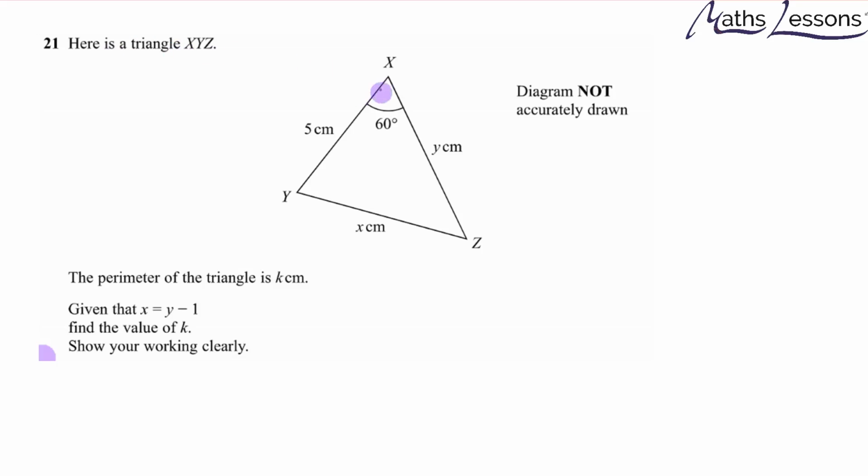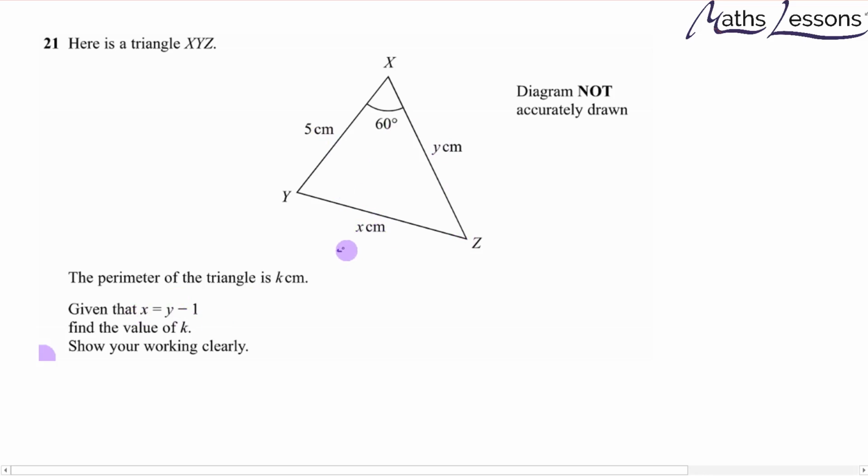Okay, we have a triangle X, Y, Z, and it's not a right angle triangle. We're told the perimeter is K, and we're given that X equals Y minus 1 here. Find the value of K. So what we're going to do is try and relate all these things. We're given an angle, we're given three sides, we're given X equals Y minus 1.